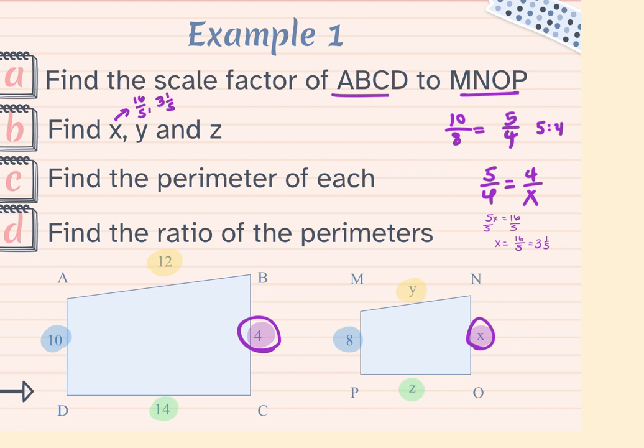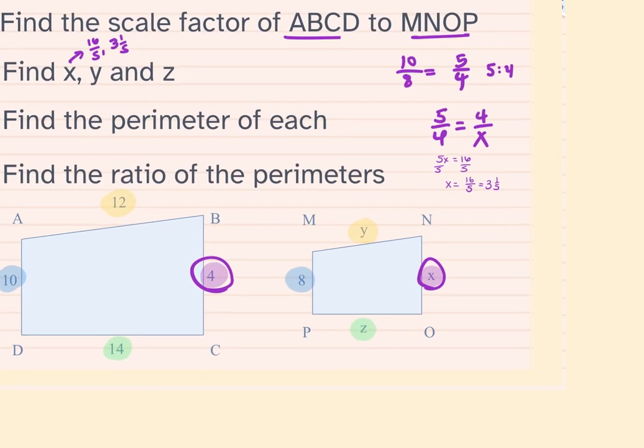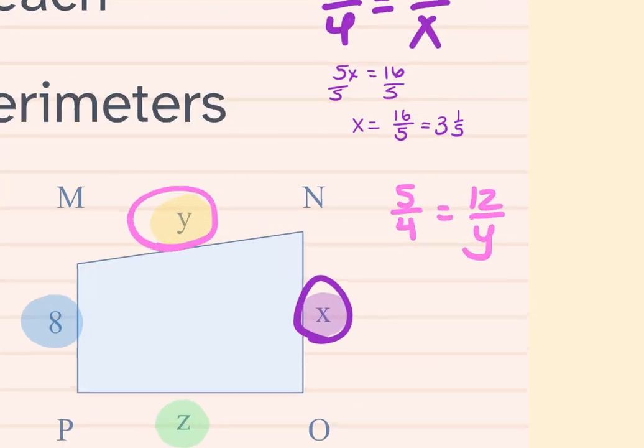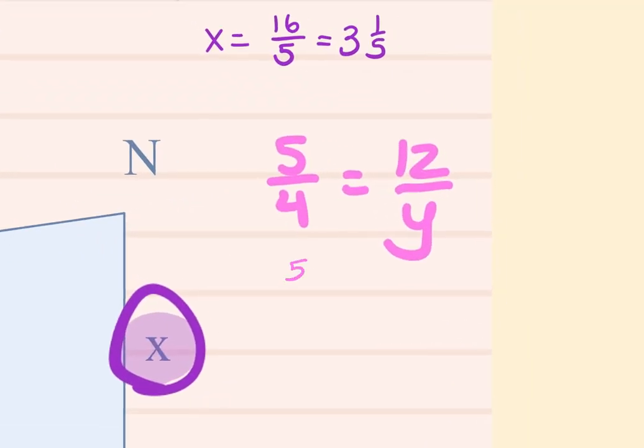Then I'm going to repeat that process with the Y. So 5 over 4 would equal 12 goes with Y. 12 is on the left, Y is on the right, so I put it in that order. And then cross multiply again. 5Y would equal 48. And Y would equal 48 over 5 or 9 3/5.